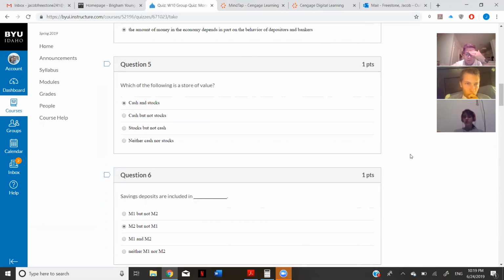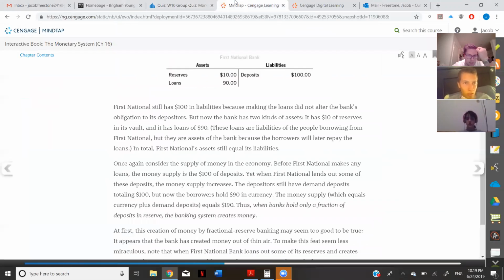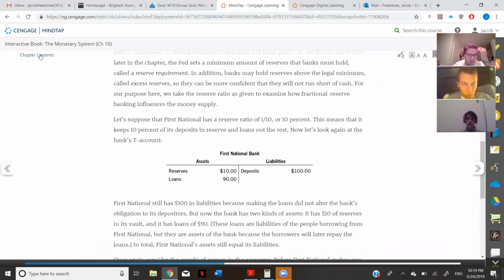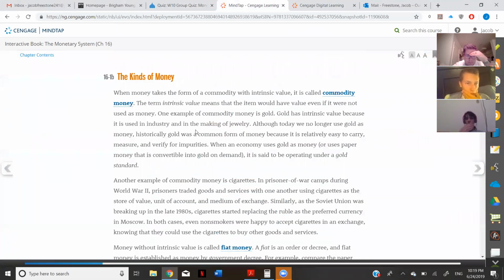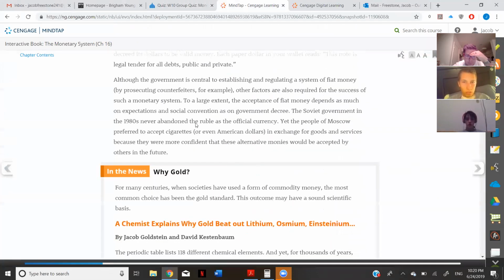Question 5 says, which of the following is a store of value? And I got A. I said B, but I wasn't sure if stocks were a store of value, but I thought I read in the book that it said cash and stocks. Okay. I couldn't find anywhere that they were, but if you did, then we'll go with that.